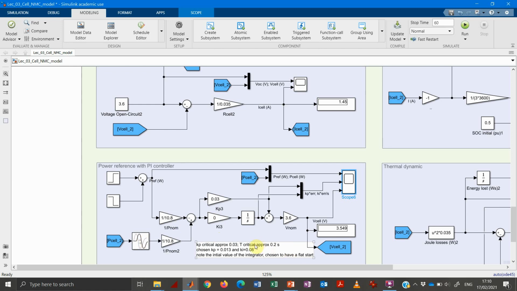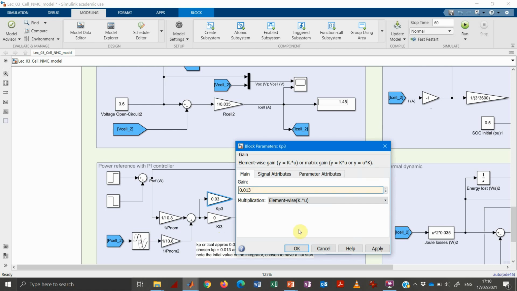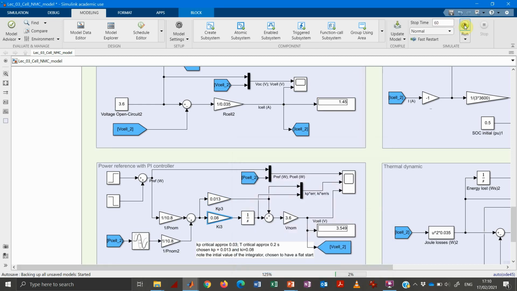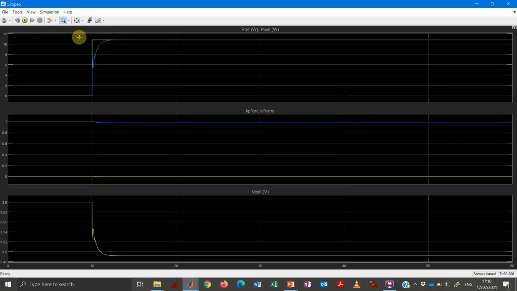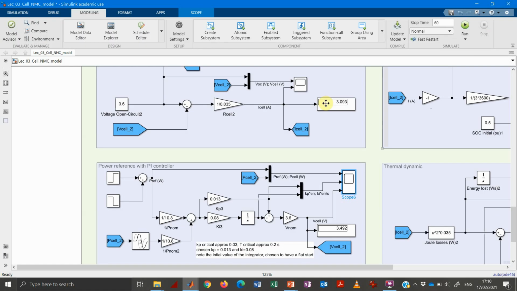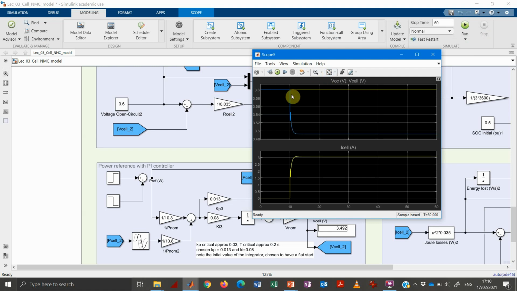So I have my critical time, I have my critical gain, and then I can calculate, using the Ziegler-Nichols approach, my tuned values. And I will end up with these two numbers. I'll double check once again the simulation, and I will see that I get the results as expected. I can see that I have here my PREF and my P cell. You can see the ref, and I can see that the power of the cell is basically reaching the value within a reasonable amount of time. And I have my cell voltage, which is decreasing in order to allow the power to flow. And that would be if I just want to see voltages and currents. And that's it.